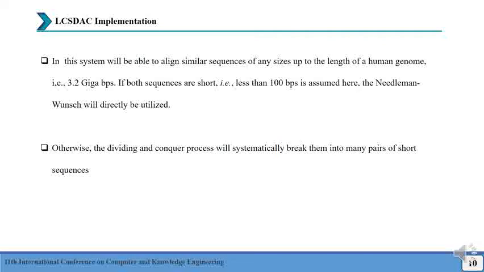In this system, we are able to align similar sequences of any size up to the length of a human genome. If both sequences are short, less than 100 base pairs is assumed here, the Needleman-Wunsch will directly be utilized. Otherwise, the divide and conquer process will systematically break them into many pairs of short sequences.